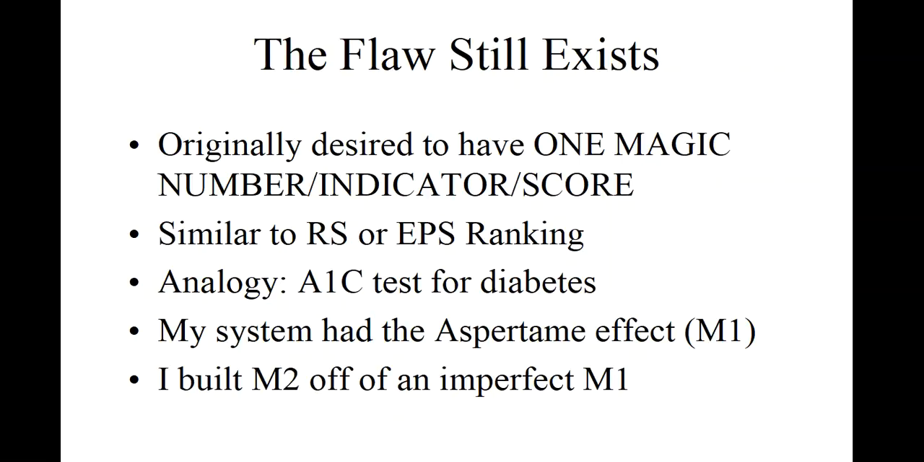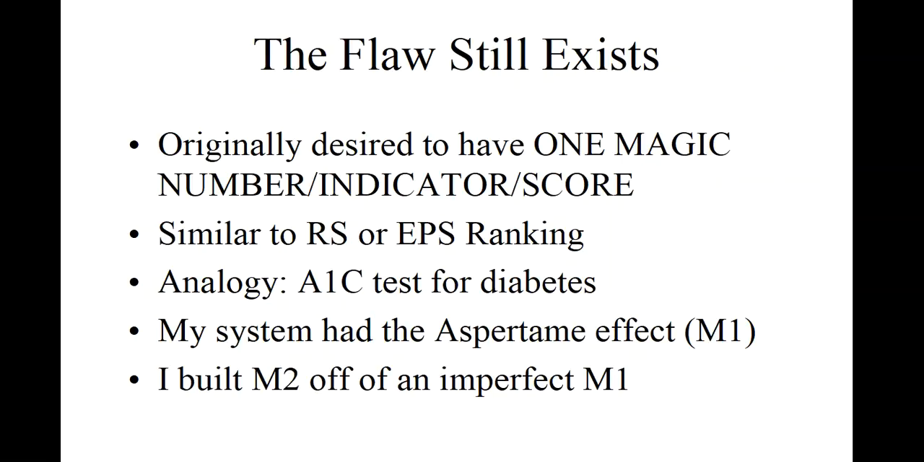So I originally desired to have one number or indicator or score that would tell me, kind of like William J. O'Neill's EPS or RS ranking, the stock to buy. It isn't that simple. But I wanted that, okay? So I developed my first proprietary indicator called M1 or Magic 1. I only called it Magic, not to say this is a magical formula. It was only for my own use. I didn't plan on sharing this with the world, so I thought I'm going to call it the magical thing I'm looking for. And I called it M1.